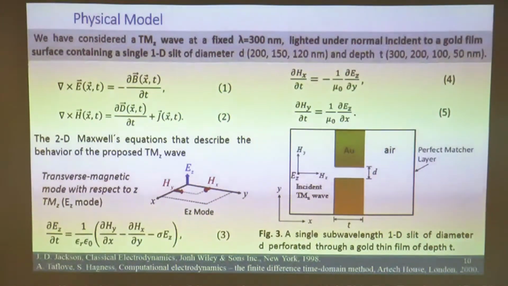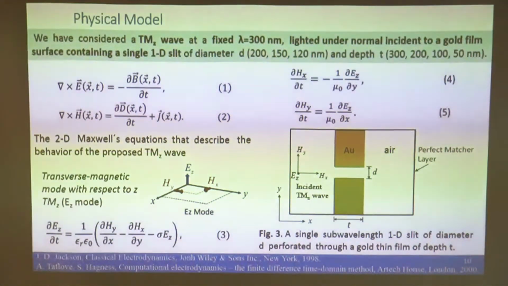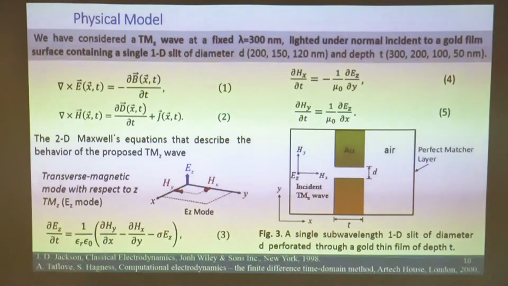So my idea is, what is the aspect ratio that I would continue with my talk. So if I can simulate before I drill on metallic surface, because my goal is biosensing application. So I lighted on the normal incident to the gold surface, and I did with a single 1D slit.